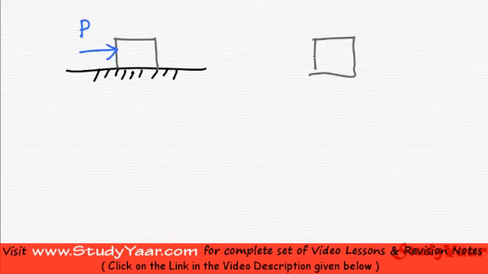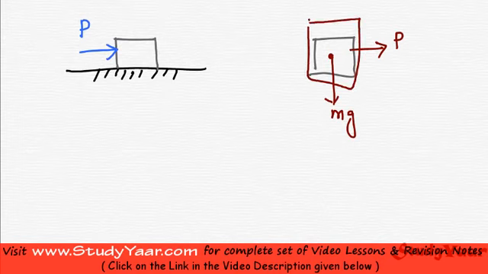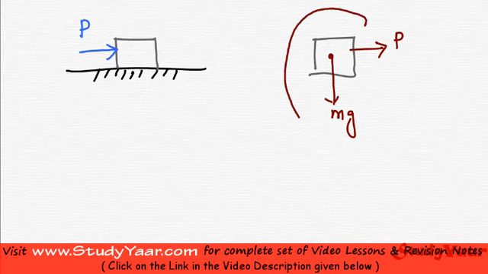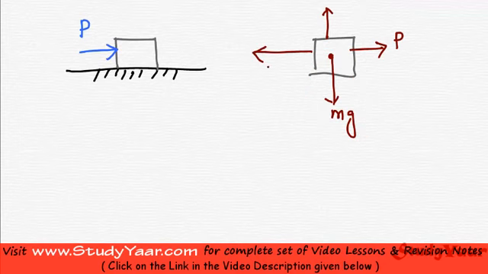I'm going to have, this is my push, this is my mg, where m is the mass of this block. Now as the block is not moving, it is in equilibrium. For this particular body to be in equilibrium, there must be a force acting in this direction equal to mg, and there must be a force acting in this direction equal to P. So these are the components of reaction offered by the surface.